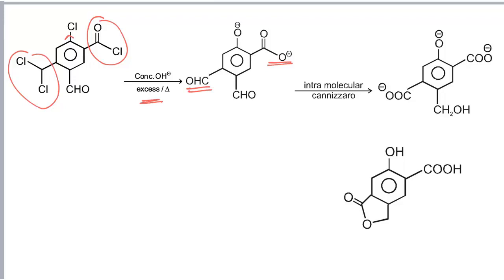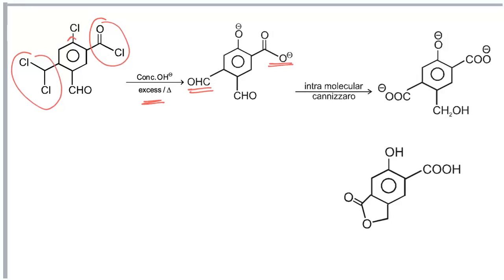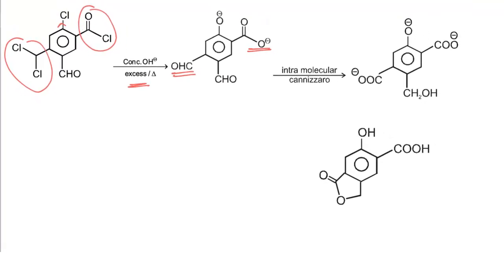Now the gem dihalide will be converted to aldehyde. On treating this molecule with further NaOH, intramolecular Cannizzaro reaction takes place, and after the intramolecular Cannizzaro reaction, one equivalent of acid and one equivalent of alcohol is formed as a product. Now this molecule, on further reacting in acidic medium at high temperature, the acid and alcohol will form a cyclic ester, and this is similar to the product given in option C, and hence option C is correct.